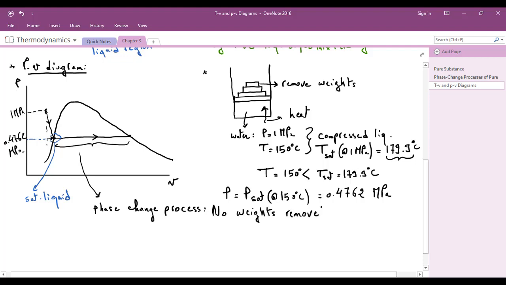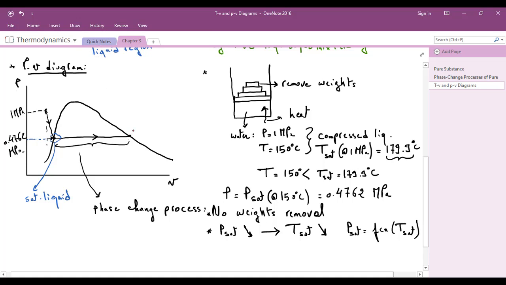Because simply if we remove weights, the pressure, which happens to be the saturation pressure at this temperature, will decrease. This will make the saturation temperature also decrease, because the two are dependent on each other. So the saturation temperature is a function of the saturation pressure, which is a function of the saturation temperature. So if we remove weights during the phase change, the saturation pressure will decrease and the saturation temperature will also decrease. So we will not obtain this horizontal phase change line.